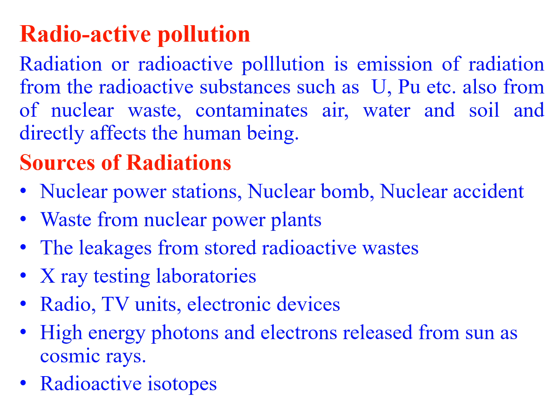All right, so let's see what radioactive pollution is. Radiation or radioactive pollution is the emission of radiation from radioactive substances like uranium, plutonium, etc., and also from nuclear waste, which can contaminate air, water, and soil and directly affect human beings. Let's look at some of the sources of radiation. The first ones are nuclear power stations, nuclear bombs, and nuclear accidents. And sometimes waste from nuclear power plants can also cause radiation pollution.